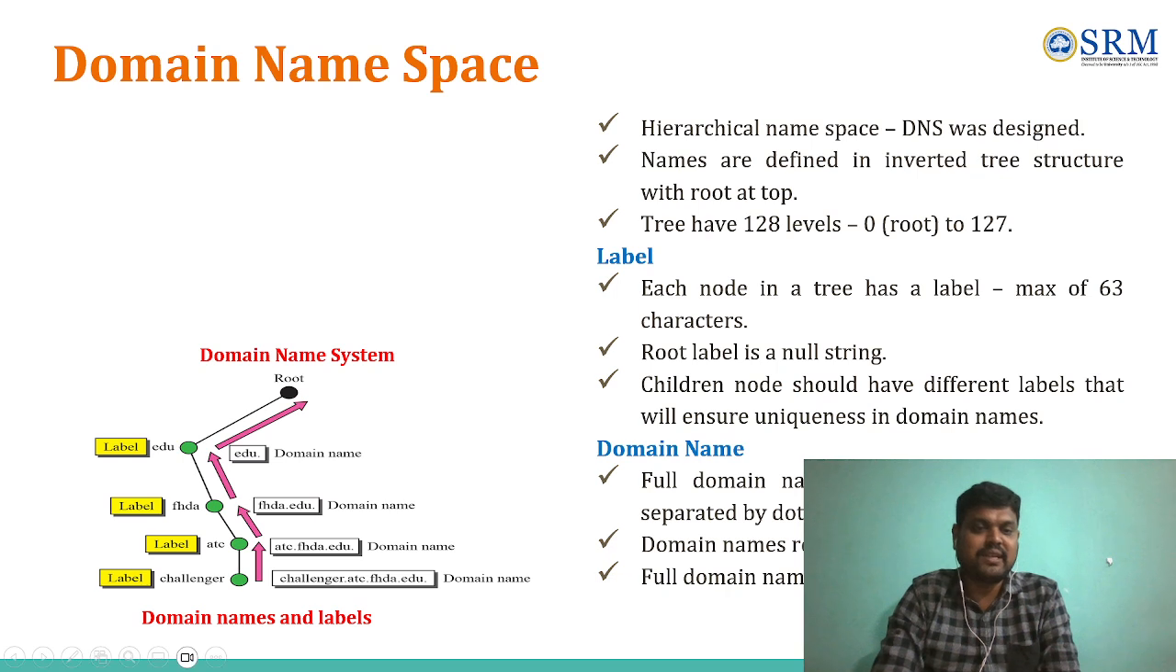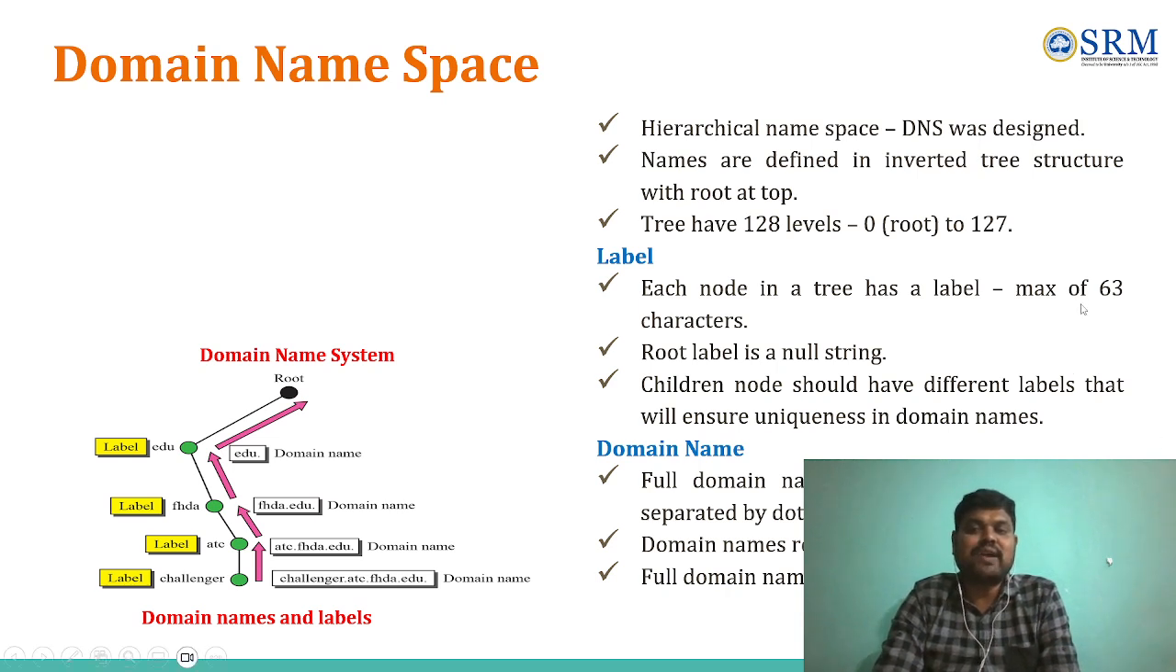It is basically a tree-like structure that starts from the root. First it starts with the domain name, then the department name, followed by the organization, then the country, etc. It stops with the null string. It can have up to 128 levels, and in binary representation the levels vary from 0 to 127.